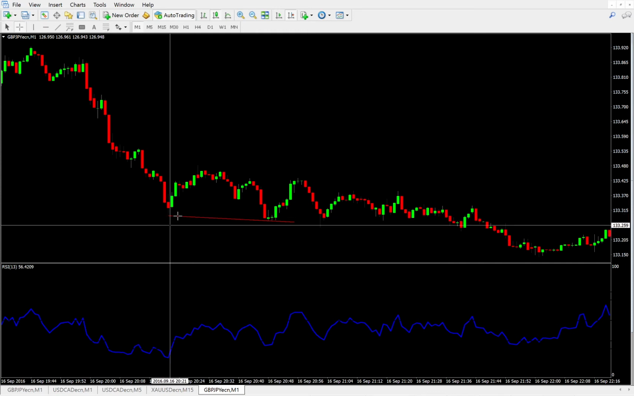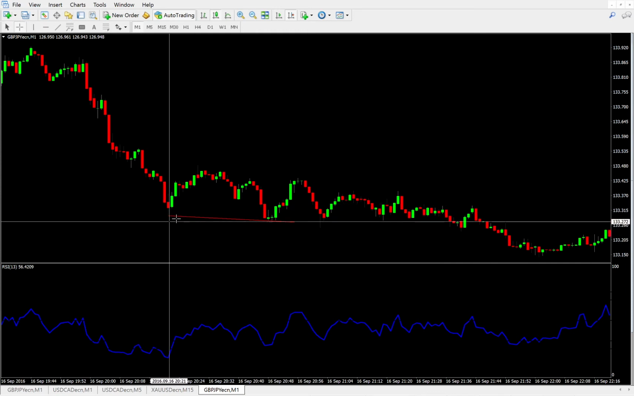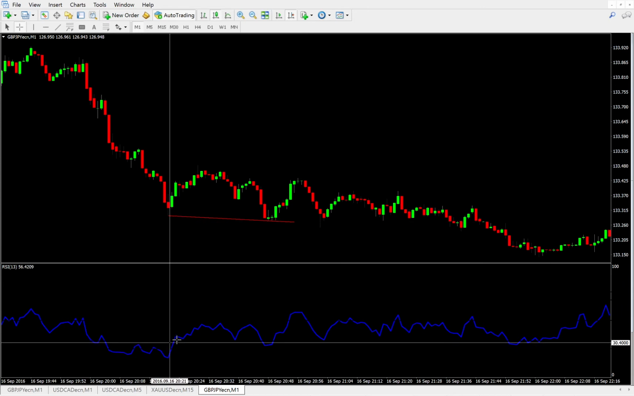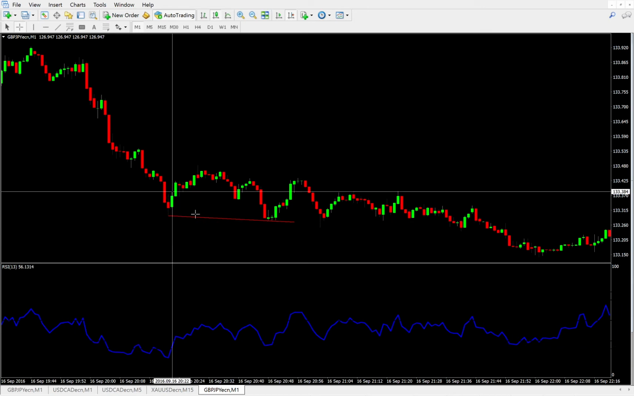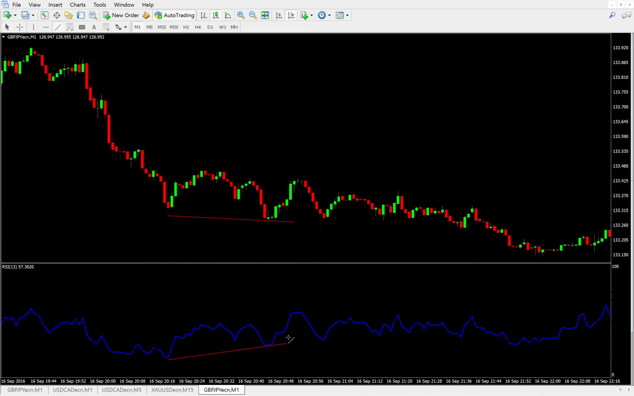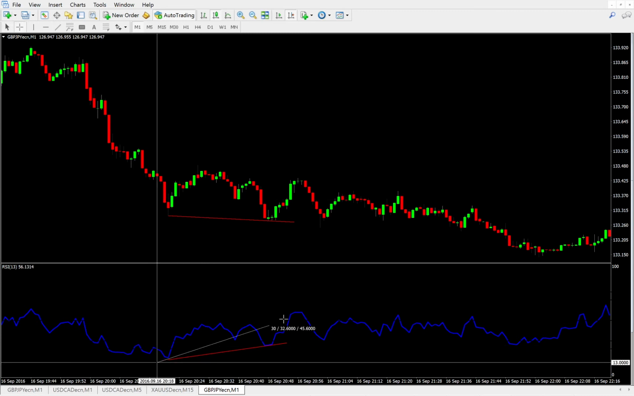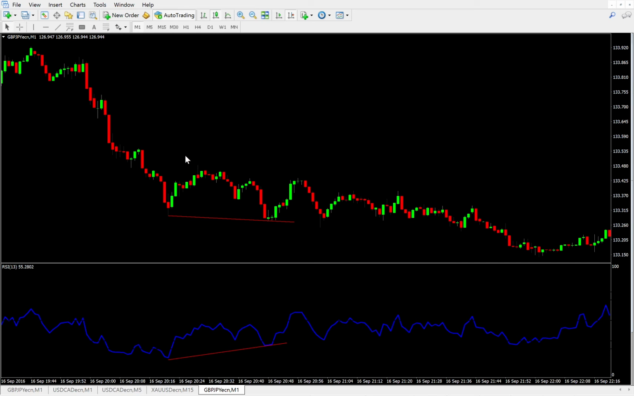Find it on your TDI or RSI. Okay, find it, it's right here, and find your second peak on the TDI, it's right there. That's divergence. Why? Because this is facing down and this is facing up. Weakness in this downtrend. The market wants to push up. Okay, that's what divergence is.